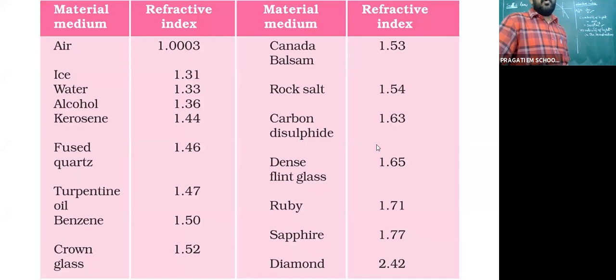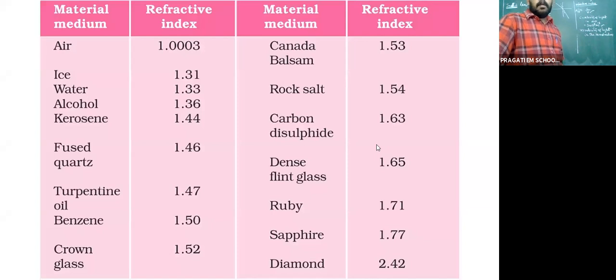Here the refractive index of air is 1.0003, and there is no unit for refractive index. Don't get confused. Refractive index is a mere number. It has no unit. So please note down the refractive index of air, we need that to solve the problems. Here the value is 1.0003. There is no unit for refractive index because it is a ratio of velocity of light in two media. And ice 1.31, water 1.33, alcohol 1.36, kerosene 1.44.